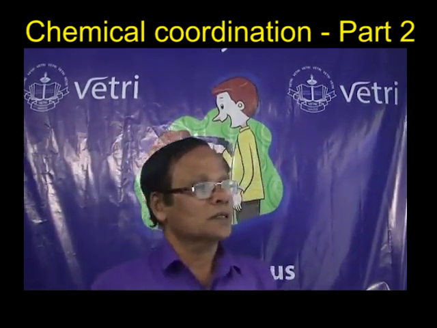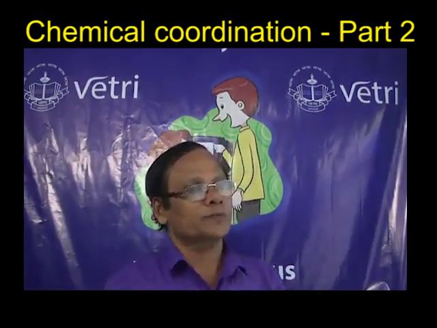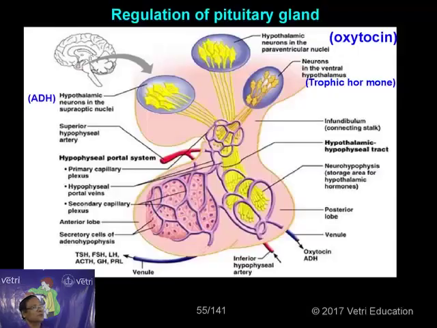Okay, now normally we talked about last class about the pituitary gland and its role. How is it regulated? Now the pituitary gland is under the control of the hypothalamus. Now the adenohypophysis secretes 6 hormones. These 6 hormone secretions are controlled by the secretions from the hypothalamus. Though the pituitary gland is a master gland, its secretion is controlled by the hypothalamus.